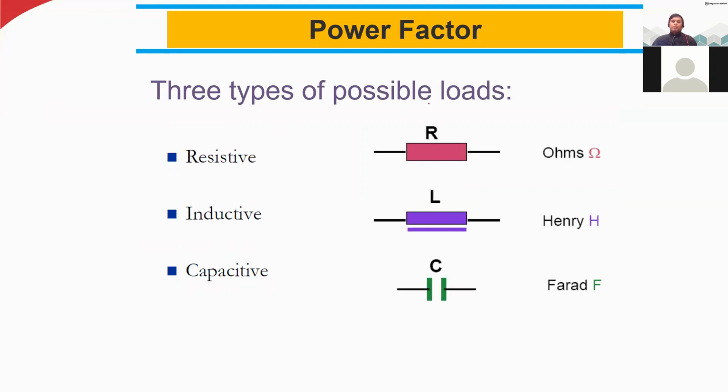So there are three possible loads. First one is resistive. Of course, we have studied this, for example, in rectifiers or AC to AC voltage controllers, where the circuit has only a resistive load, or only an inductive load, or a combination of resistive and inductive. Capacitive load we haven't seen so far, at least in this course. There are different possible loads, but the three major loads are resistive, inductive, and capacitive, and a combination of one, two, or three is also possible.